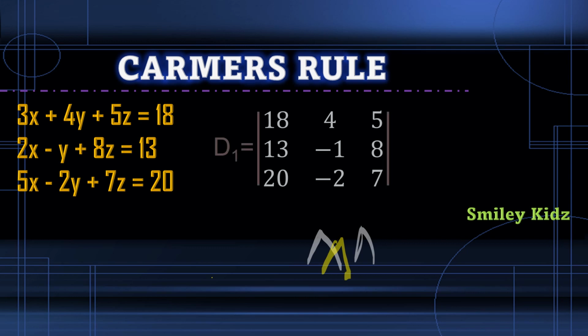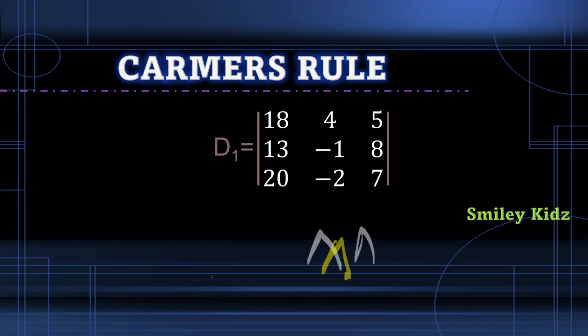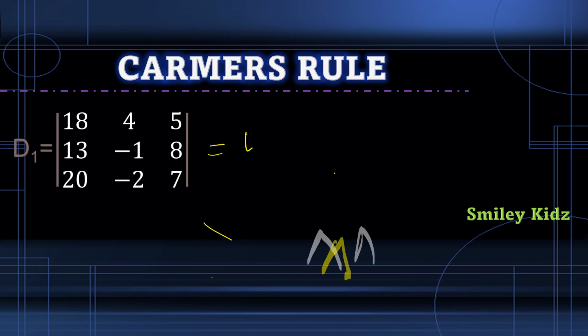Now you're going to find out determinant 1, where you're going to eliminate the values of a1, b1 and c1. And instead, you're going to write down d1, d2, d3 values in the first column, since you're finding out determinant 1. Now let's not go into detailed calculation. Let me write down D1 as 408. Alright, determinant of this matrix is 408.